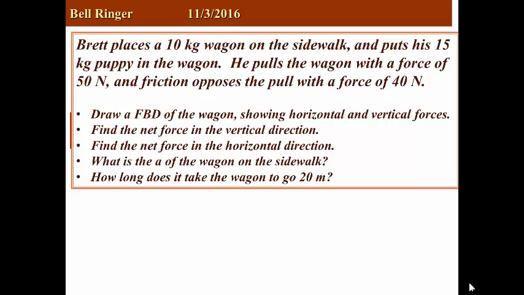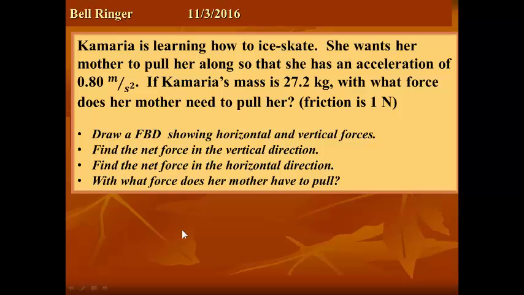So Brett places a 10-kilogram wagon on the sidewalk and puts his 15-kilogram puppy in the wagon. He pulls the wagon with a force of 50 newtons, and friction opposes the pull with a force of 40 newtons. So first draw a free body diagram of the wagon. So draw that free body diagram of the wagon. So go ahead and start drawing it in.